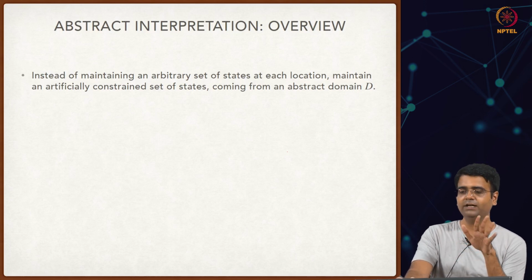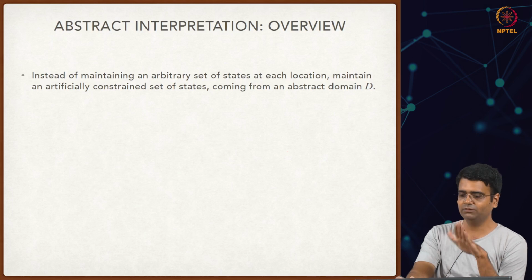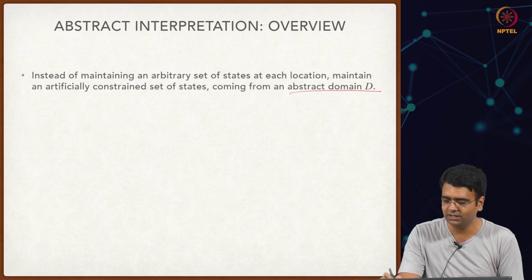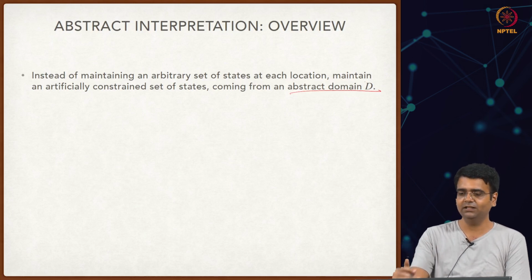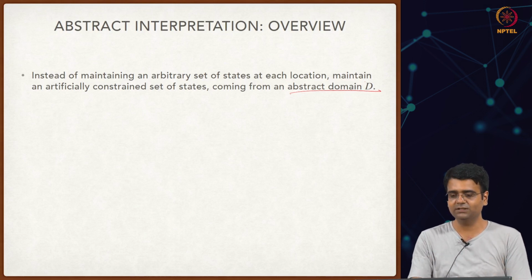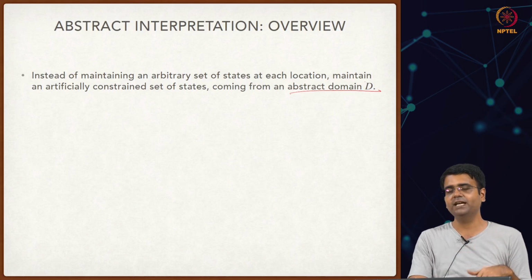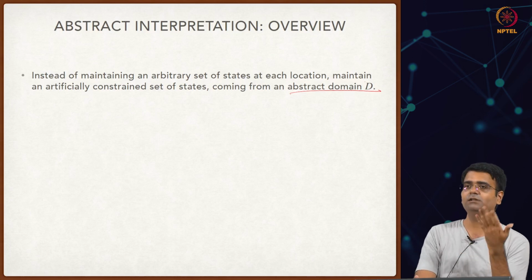Essentially, we want to find out the set of program states which are reachable at every location. But if we compute the exact set of states which are reachable at every location, then the procedure may not terminate. So we are going to introduce this notion of an abstract domain D, where each element in the abstract domain D is a set of program states. But now my constraint is that at every location I can only pick an element from the abstract domain D to express the set of reachable states at that location.